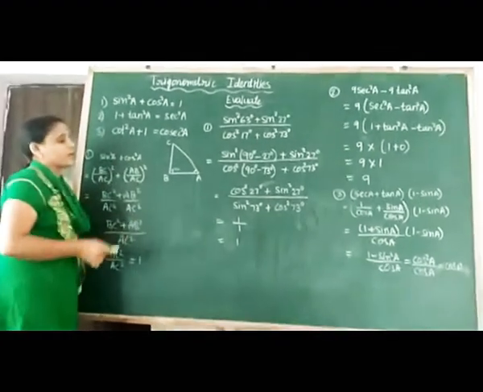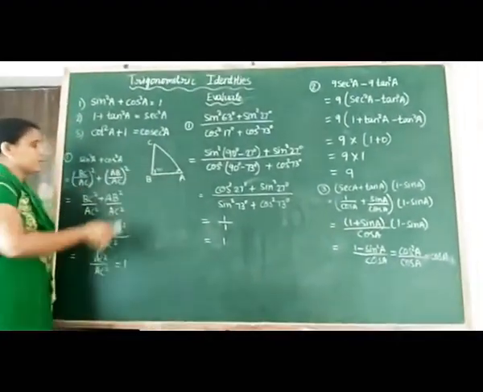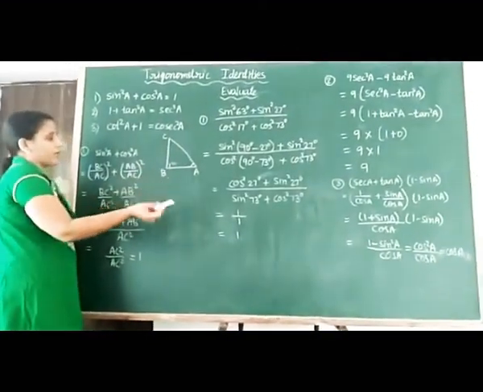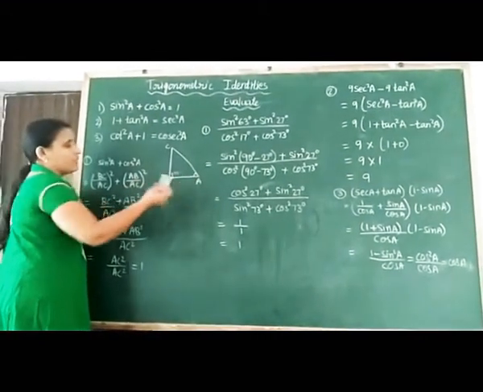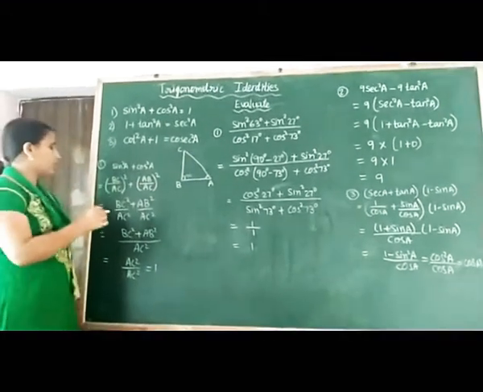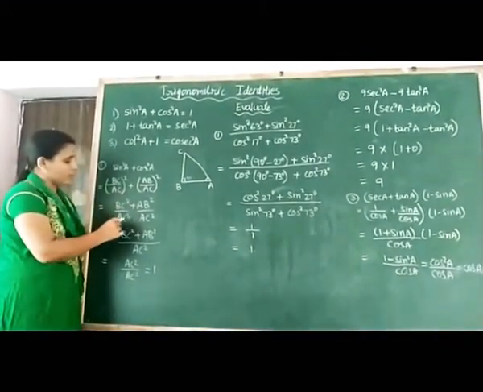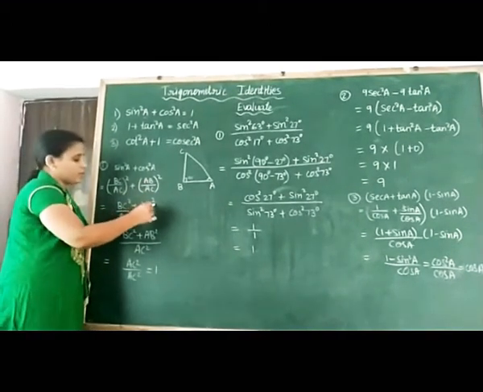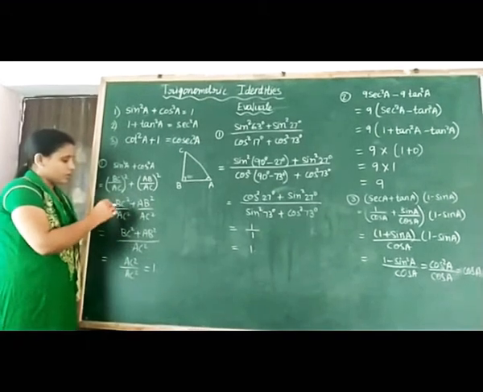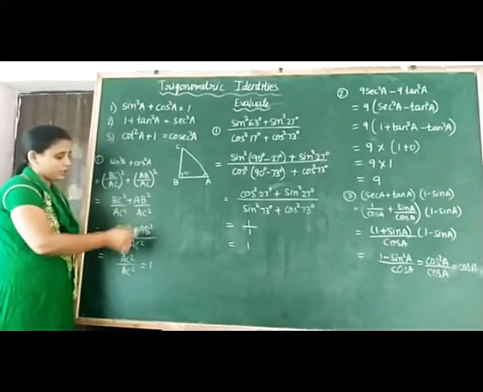Next, cos square A. Again, the angle is A. This is perpendicular, base and hypotenuse. Cos A, that is what? Base upon hypotenuse, B upon H. So base is AB or BA, whatever you can write, and hypotenuse is AC. Now look here, BC upon AC whole square. This will become BC square upon AC square. This also, AB square upon AC square. Here the denominator is the same, so we will add the numerators, that is BC square plus AB square upon AC square.